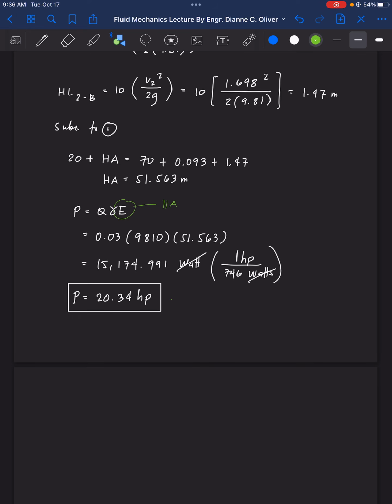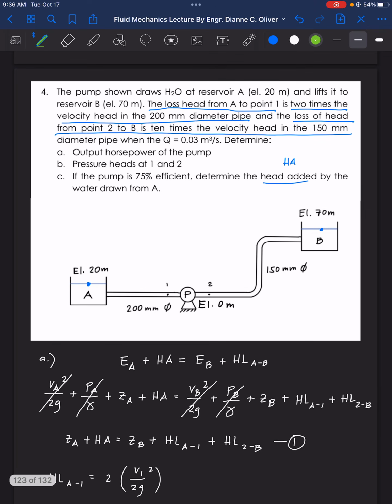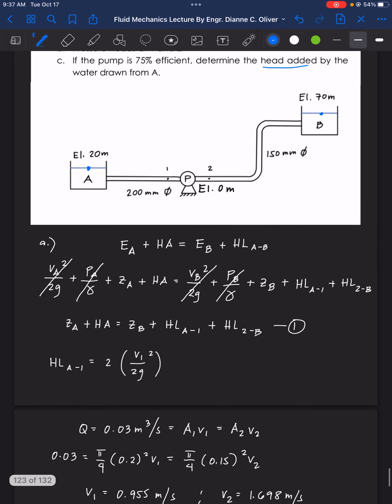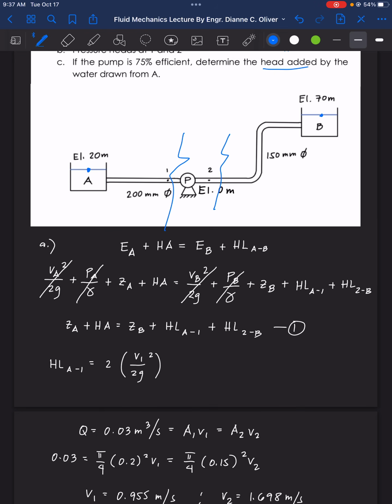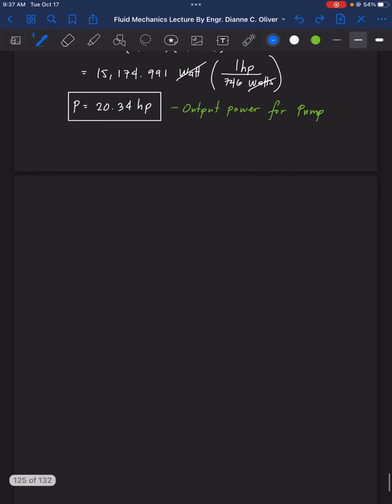And this is output power for pump. Now what's the question for B? The pressure heads at 1 and 2. So we will cut here to reveal the pressures. We will cut these portions here. So we will draw that for letter B.